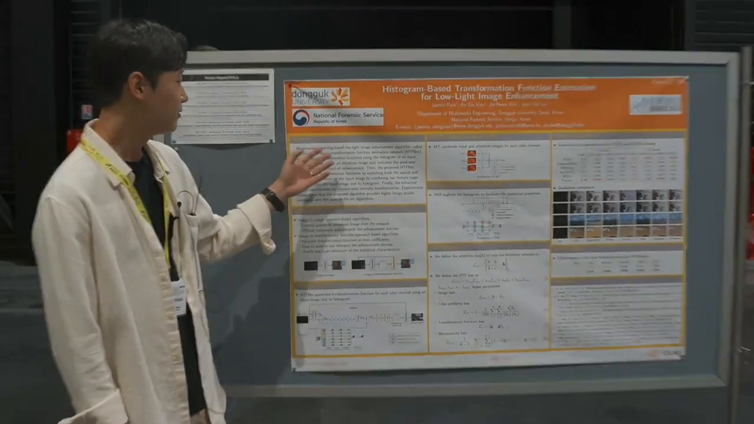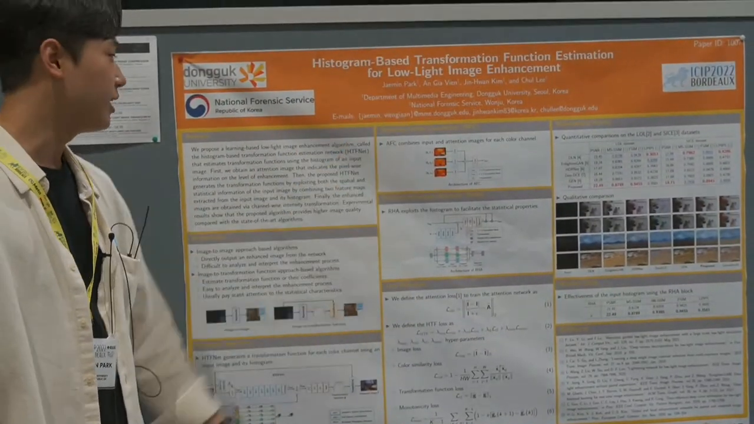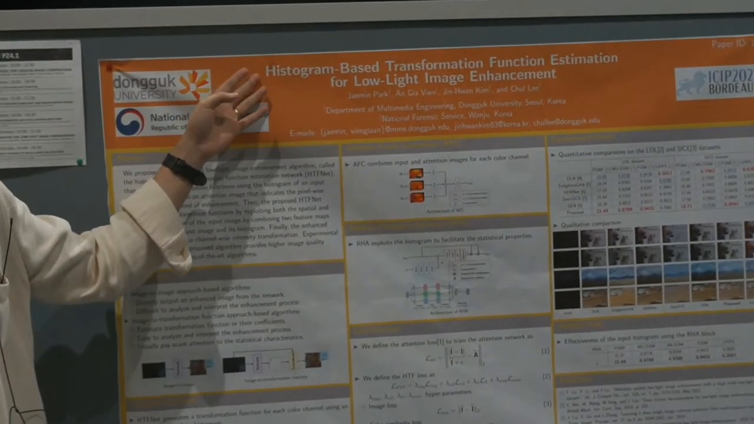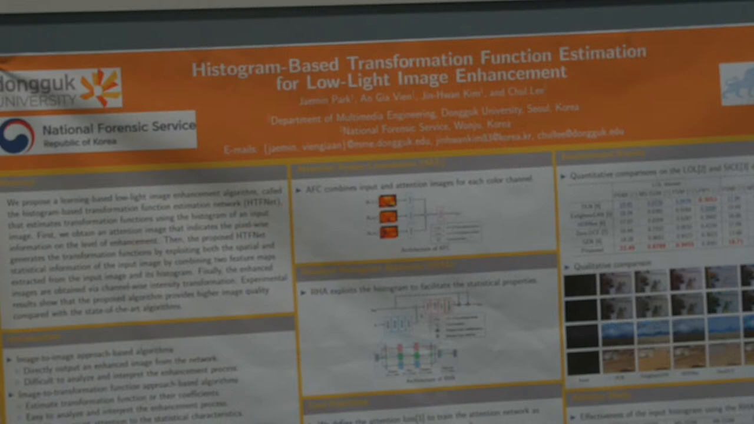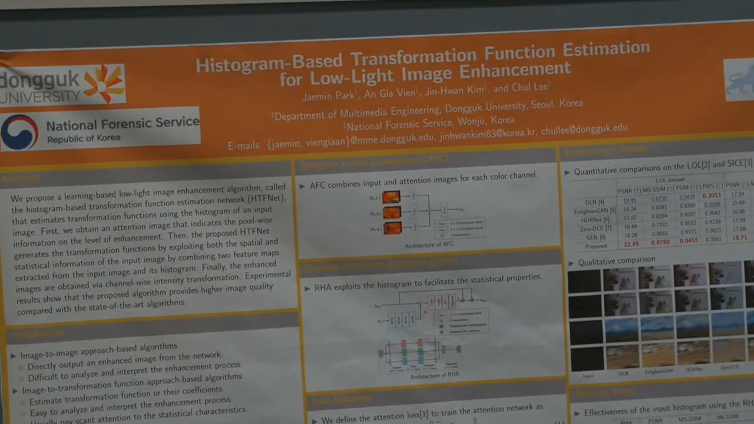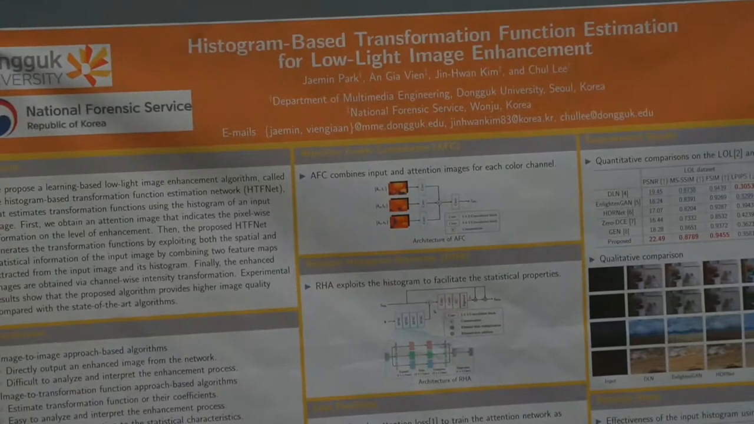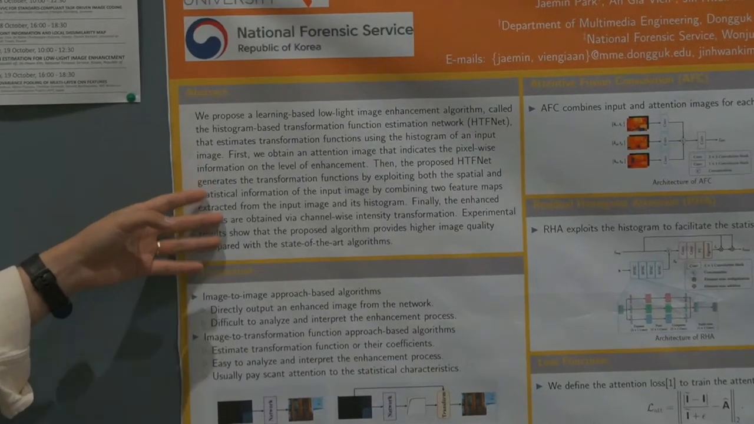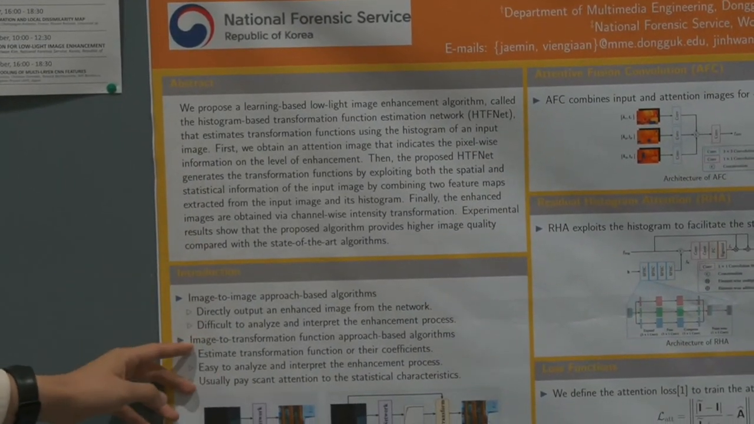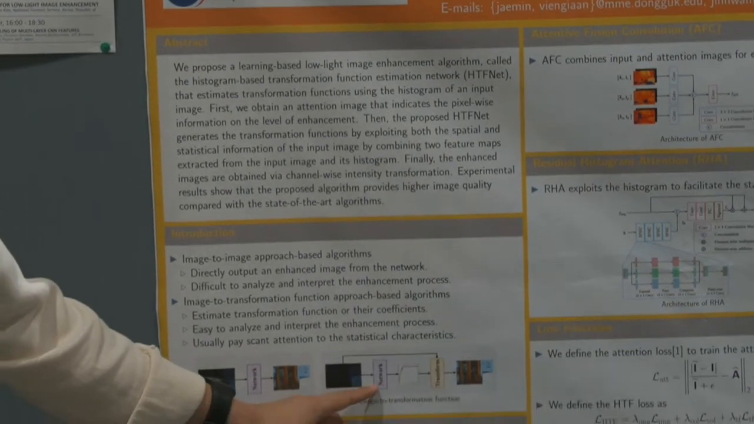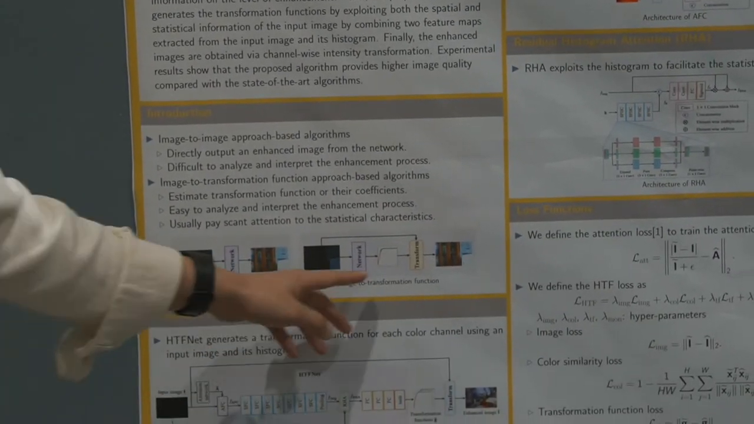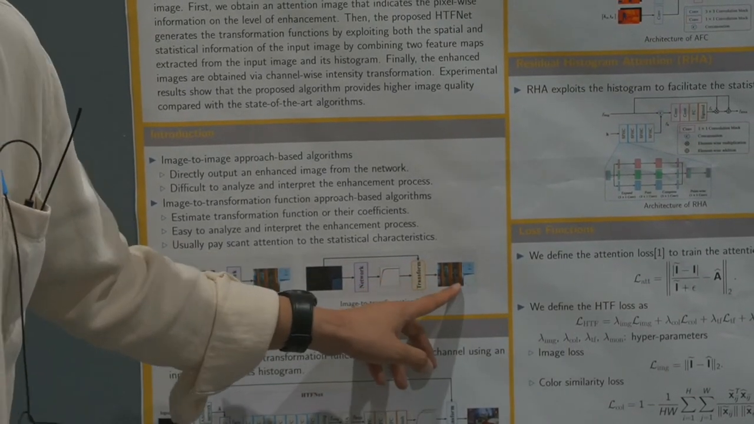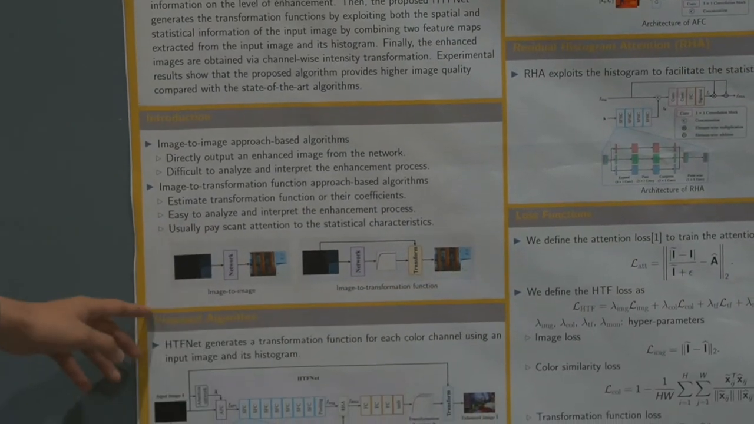So, hello, I'm Jaemin Park from Dongguk University in Korea. My research is histogram-based transformation function estimation for low-light image enhancement. The contribution of my research is that my algorithm outputs the transformation function first, and using the intensity transformation, we can generate the enhanced image like this.